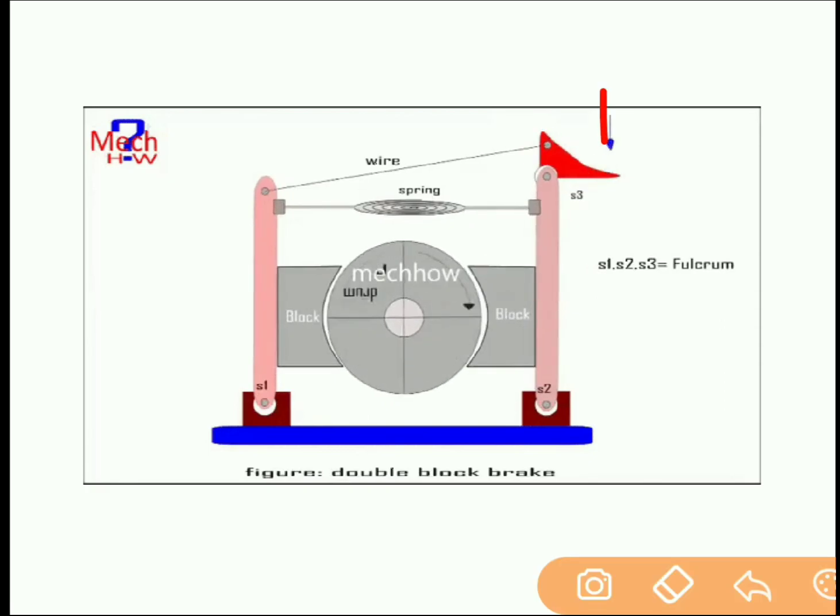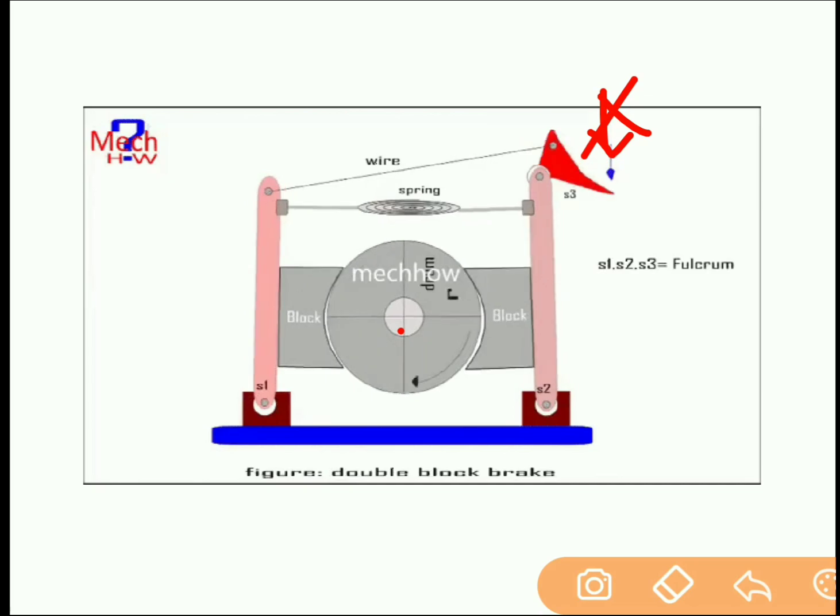As you see, when you apply the effort on this lever, the block will come in contact with the drum and the drum will stop. And when you release the effort, then there is a disconnection between the block and the drum, and the drum rotates at its usual speed.